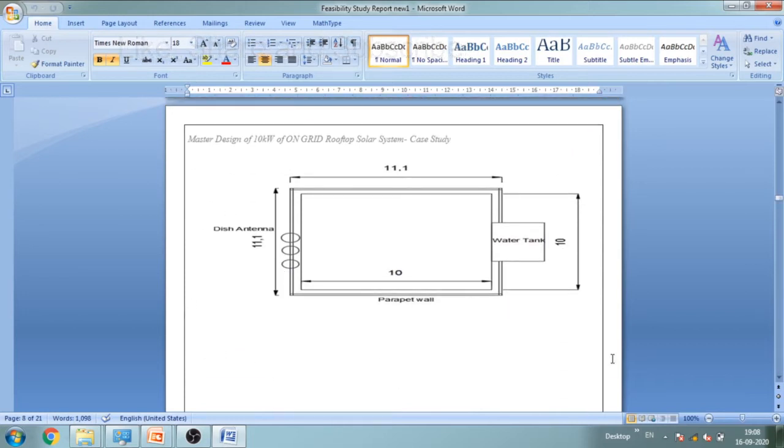Then we need to mention the line diagram which we have drawn in the AutoCAD software. One can draw this diagram in CorelDRAW or other feasible software. Here we need to mention the basic shadow-creating obstacles, the basic length of the roof, and the useful area in the roof.